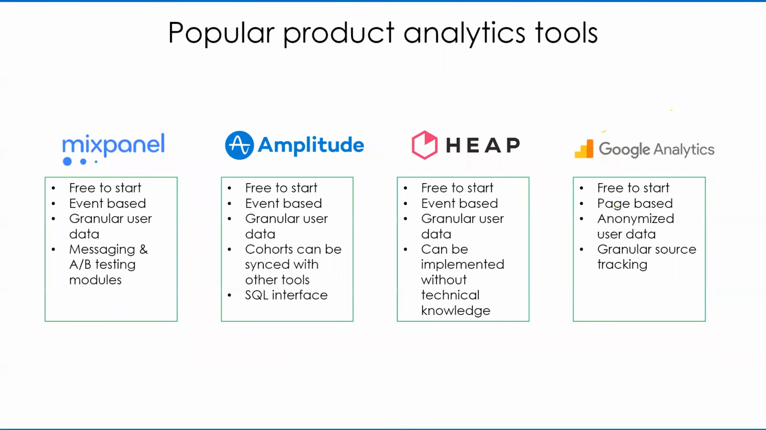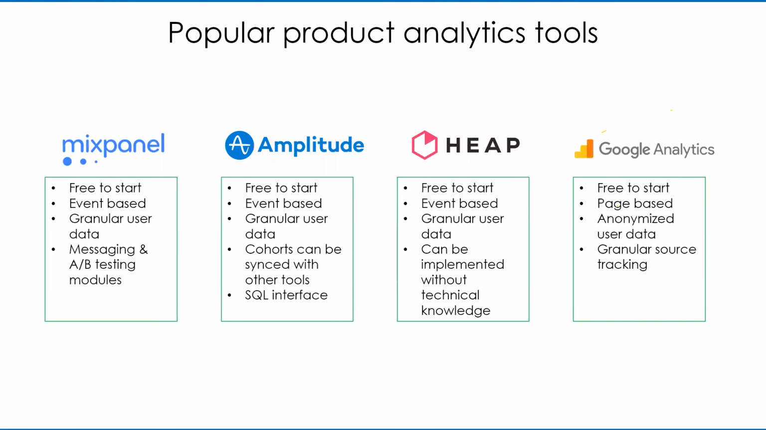So there are a ton of product analytics tools out there. I've only focused on a few of them, 3 main product analytics tools here, and Google Analytics, just because most people have heard of it. Mixpanel is, again, free to start. It's based on events, allows you to view user data at a granular level like we saw earlier. And it also comes with messaging and A/B testing modules if that's something that your business needs.